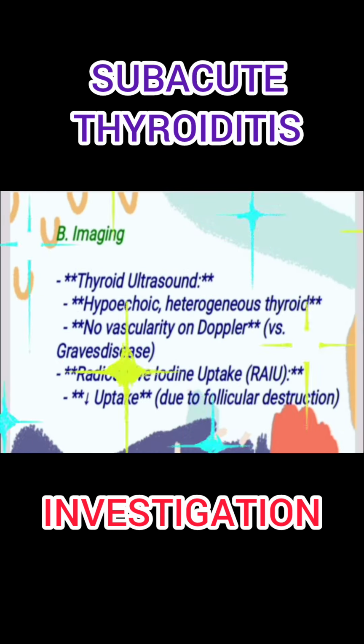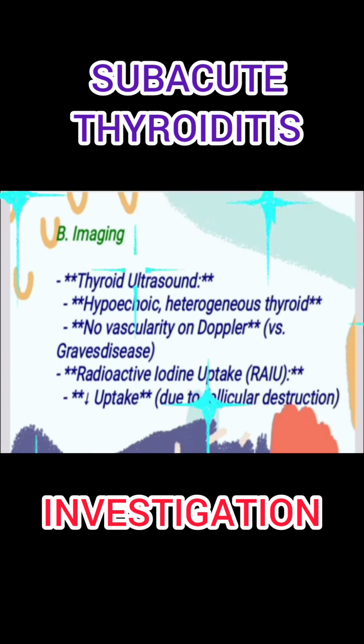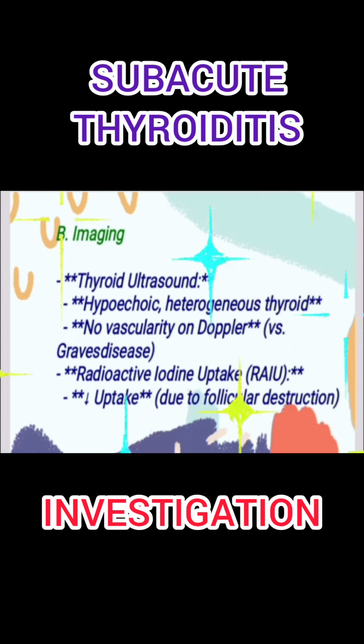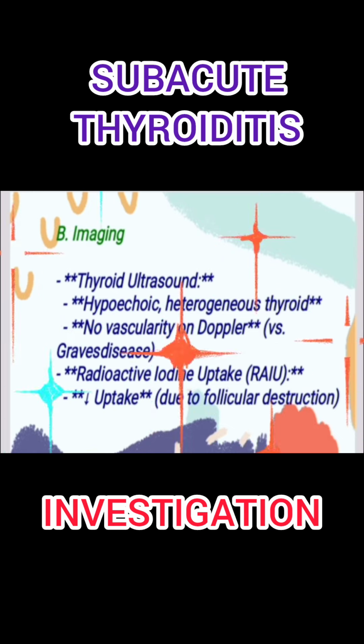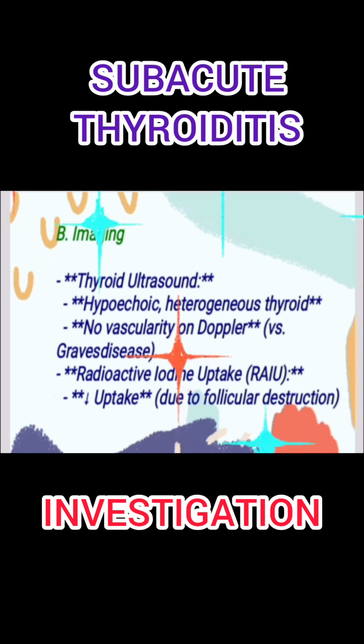Got it. What about imaging? Does an ultrasound help? It can, yes. A thyroid ultrasound in SAT often shows the gland looking hypoechoic, which means it appears darker than normal tissue on the scan. Okay. And heterogeneous, meaning the texture looks patchy or irregular.